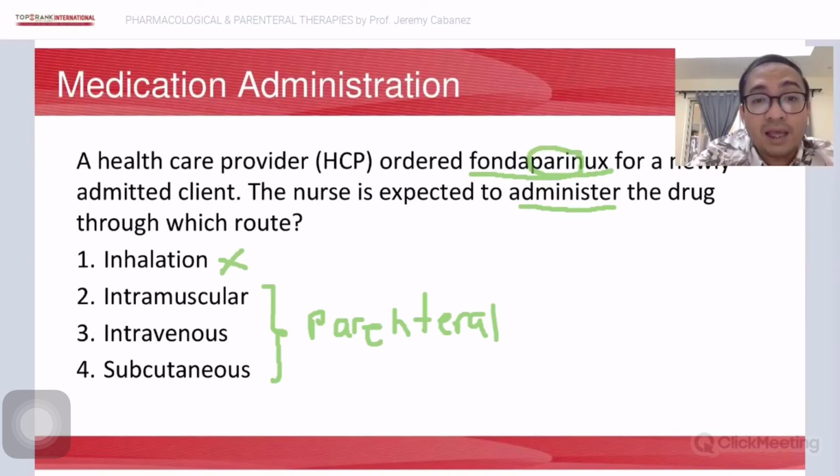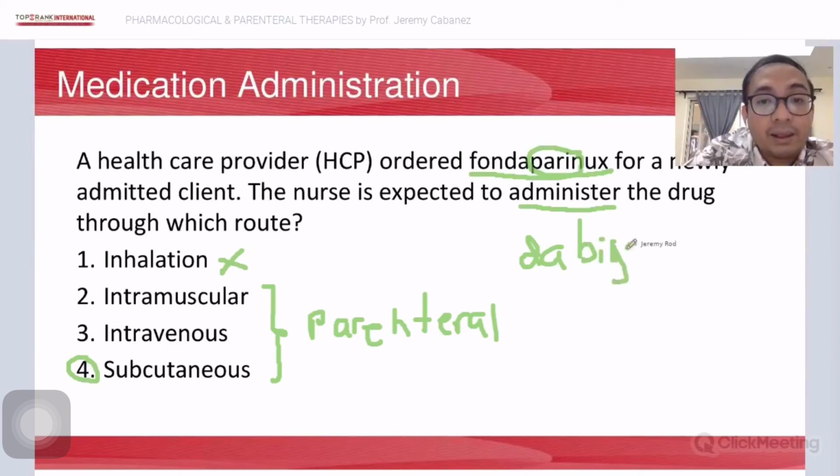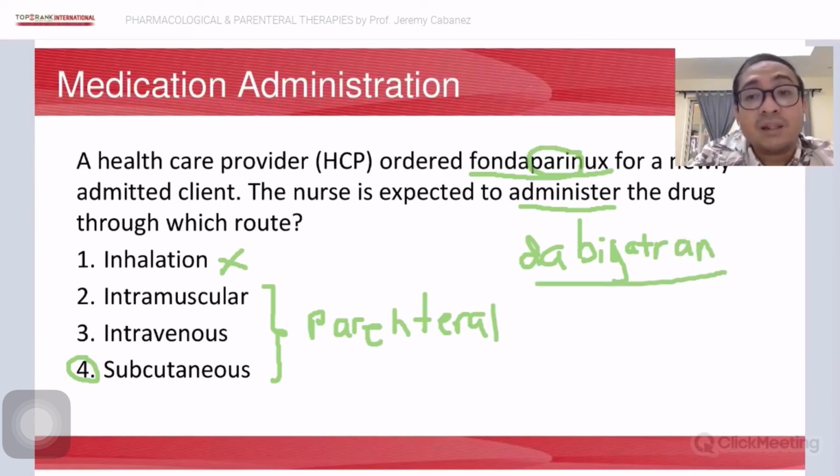So, alam mo kagad na ito ay anticoagulant and which one is the most common route for anticoagulant? IM, IV, or sub-Q? Correct answer is number 4. Very good, lovely, and AB. Fondaparinux is subcutaneous. Now, ano pa yung mga hahanapin mo? Hindi lamang mga gamot na nagtatapos sa "parin" ang ating anticoagulant. Pwede rin diyan, makikita mo in the actual question, dabigatran. This is the drug that does not end in "parin," but it's considered as an anticoagulant also. So, correct answer is number 4, subcutaneous.